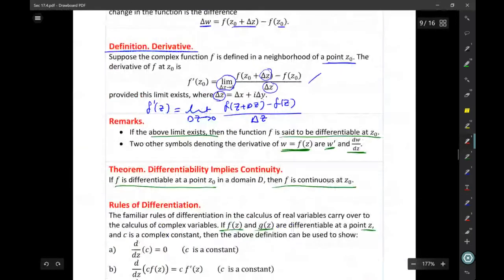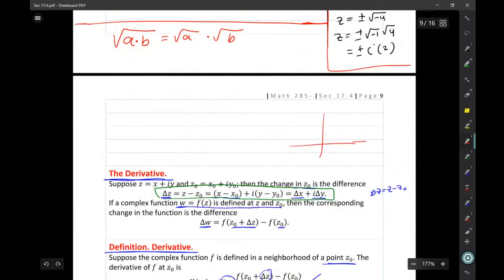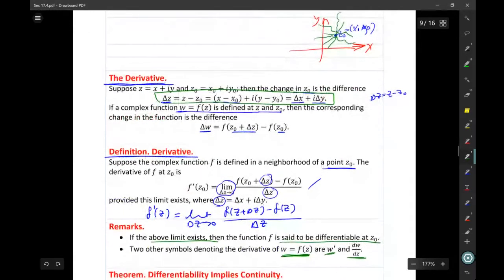the domain of the complex number is pairwise. This is the point z naught, which is equal to x naught, y naught with coordinates. That means to make sure the limit exists, I have to show that whatever the path is to approach the point z naught, the limit exists and is equal along all the paths.